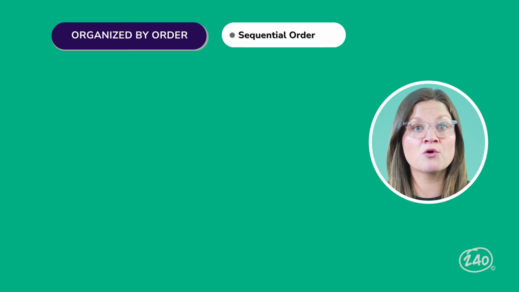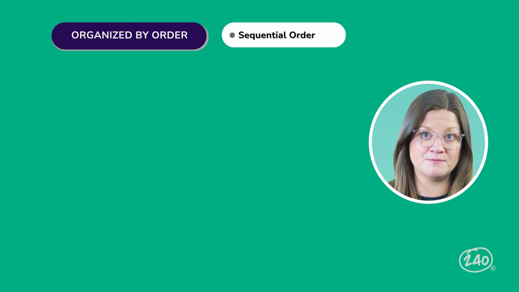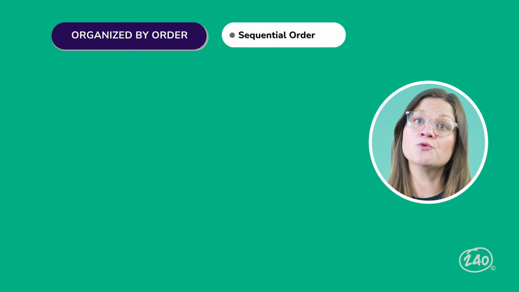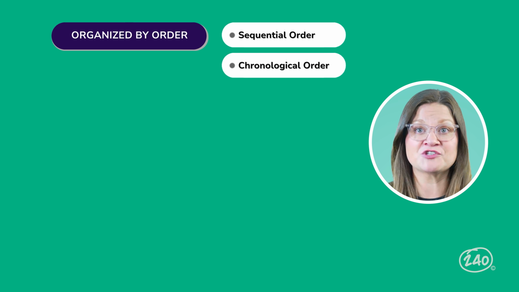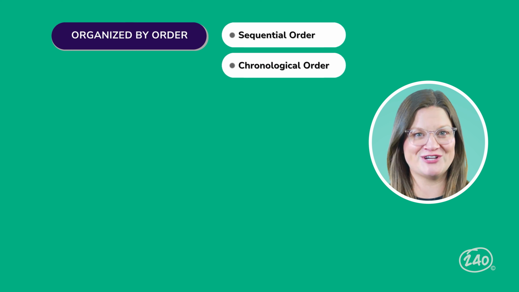Sequential order is an orderly progression of events, ideas, or steps. Authors often use sequential order when they explain a process. Chronological order is an orderly progression of events based on time. This is typically used when an author walks us through a particular period in history.